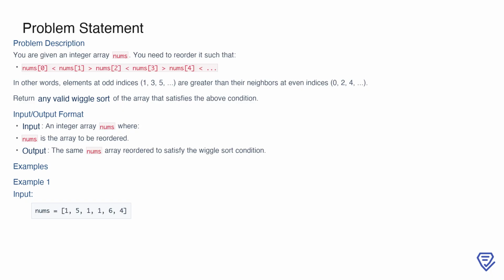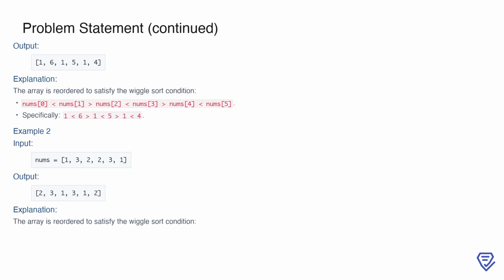Importantly, there can be multiple valid ways to reorder the array, and your solution can return any of those that meet the condition. The input consists of the array nums that needs to be rearranged, and the output is the same array modified to satisfy the wiggle sort requirements. Let's look at an example to understand the requirements better.